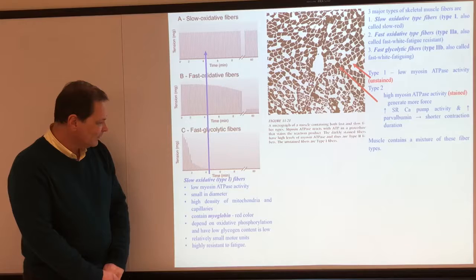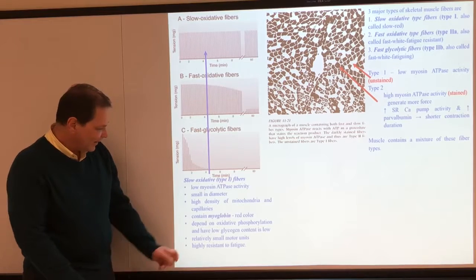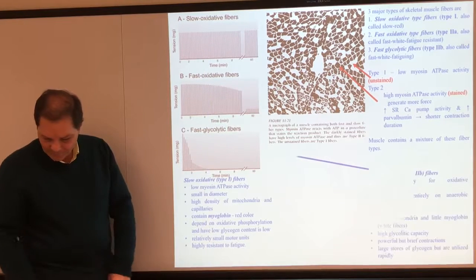It contains myoglobin, so we call the type 1 fibers red fibers. It is highly resistant to fatigue.